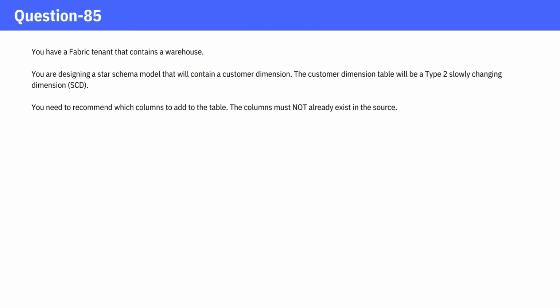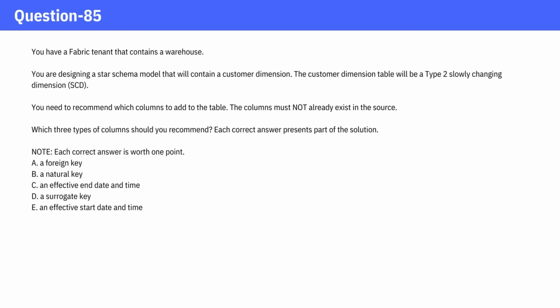Question 85. You have a Fabric tenant that contains a warehouse. You are designing a star schema model that will contain a customer dimension. The customer dimension table will be a Type 2 slowly changing dimension, SCD. You need to recommend which columns to add to the table. The columns must not already exist in the source. Which three types of columns should you recommend? Each correct answer presents part of the solution. Note: each correct answer is worth 1 point.